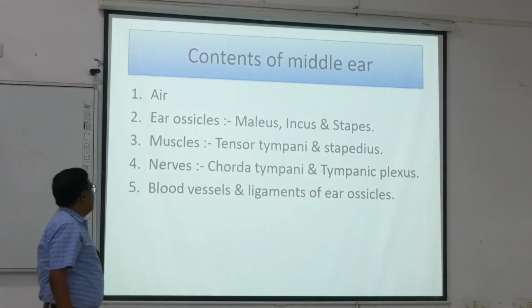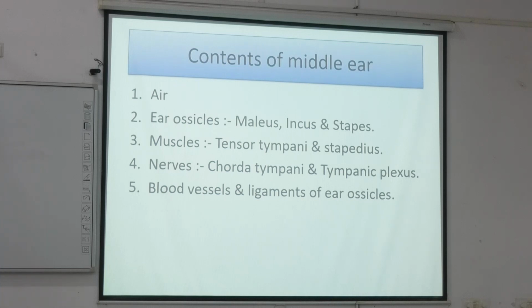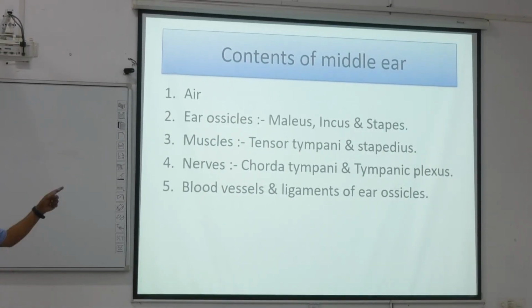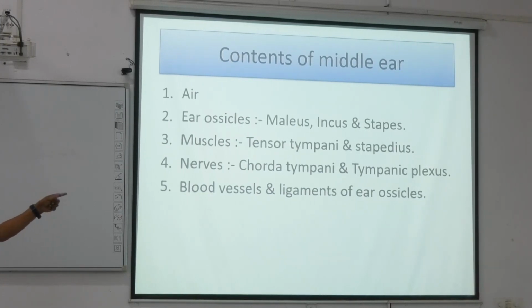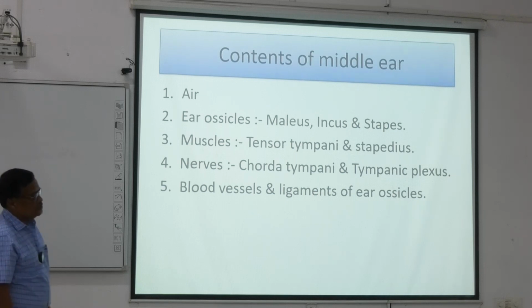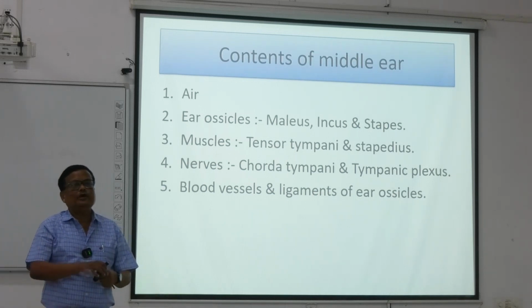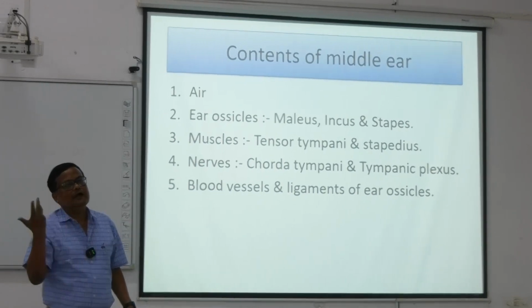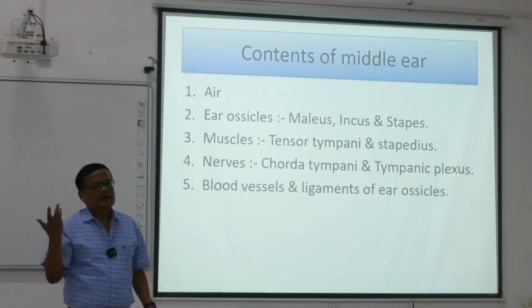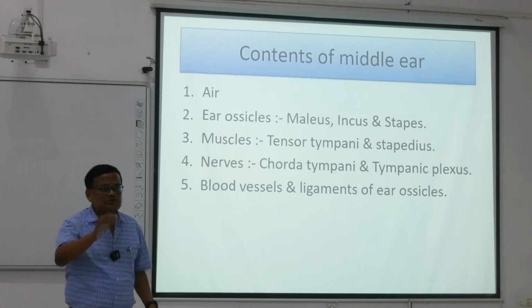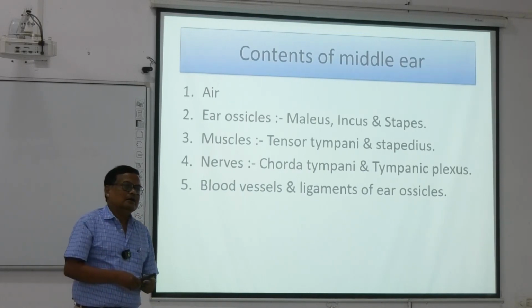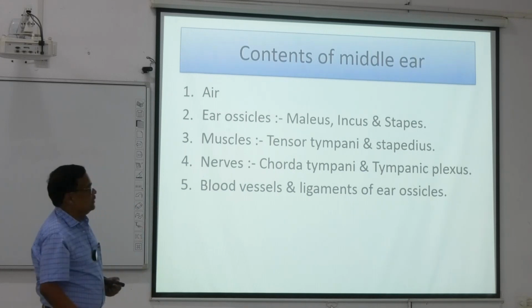Contents of the middle ear: ossicles, malleus, incus and stapes; muscles, tensor tympani and stapedius; nerves, chorda tympani and tympanic plexus; blood vessels and ligaments of the ear ossicles. Actually, all are covered by the mucous membrane, and the true content of the middle ear is only air. These are the contents, but they are covered by the mucous membrane. So actually the true content is air, but we say these are the contents.